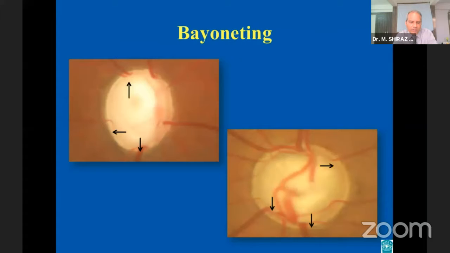What is bayonetting of vessels? Now, with advancement of cupping, the vessels emerge from the floor of the cup, then ascend up the steep wall of the cup under the overhanging wall of the cup, at which time they are not visible to the observer, and then emerge again at the disc margin, making a sharp bend, and that resembles the bayonet of a rifle.